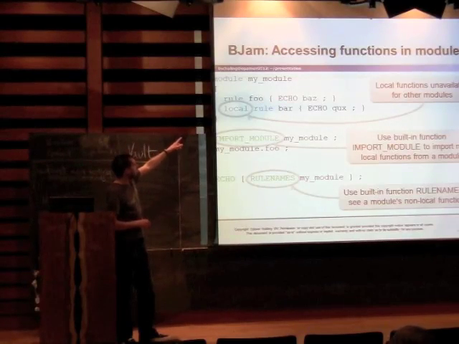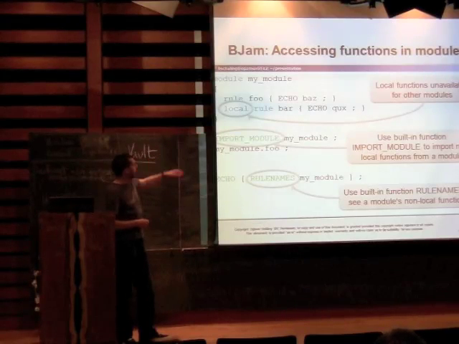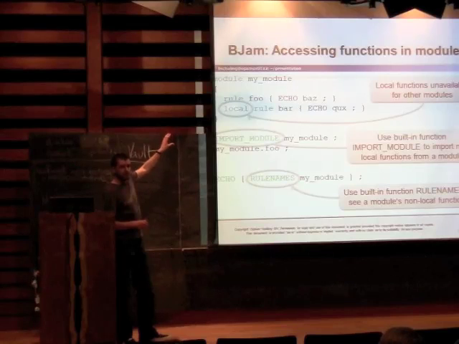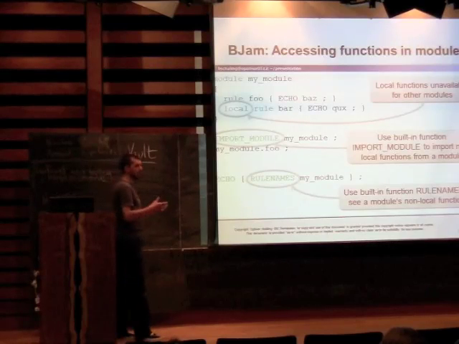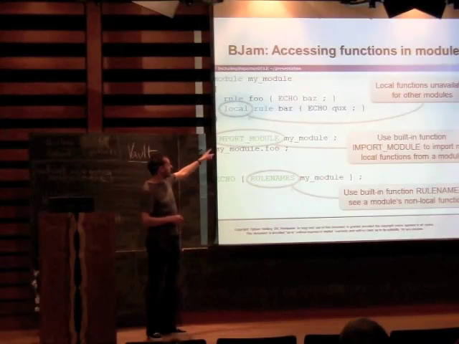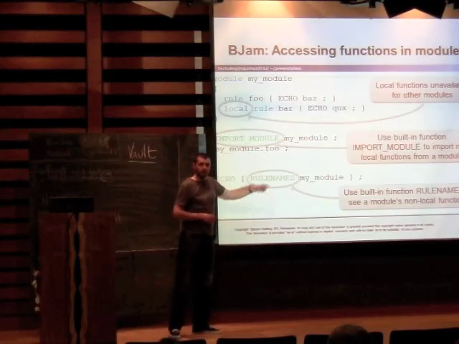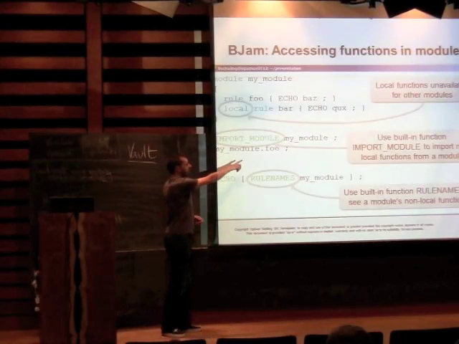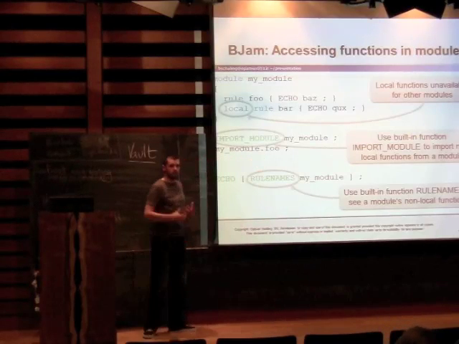Now here I have my module, which is called my module. It defines two functions with the keyword rule. The one function bar is defined with the keyword local, which means that function bar is really only accessible in this module. The other function foo can be accessed from outside the module. Now the question is, how do I do that? And I can use another built-in function in Boost.Jam, which is called import module. I just pass the name of the module where I want to access the functions. And once I have written down import module in my module, I can access this module through its name. And I add this dot here, and then I just call the function name.